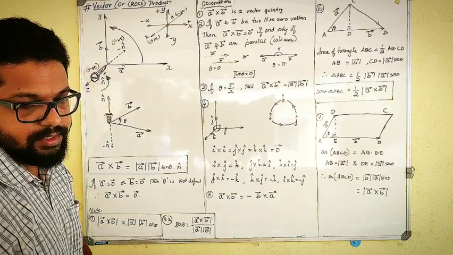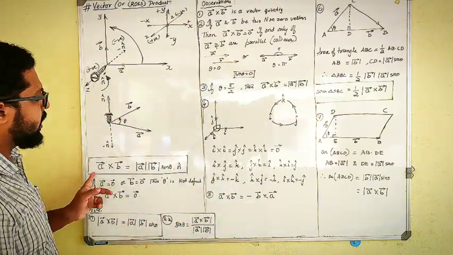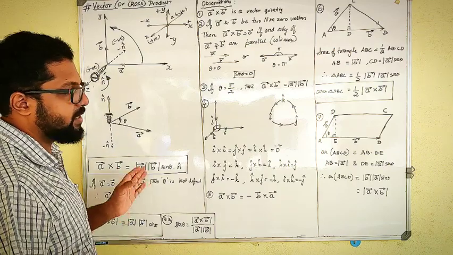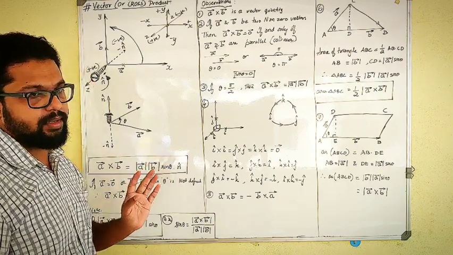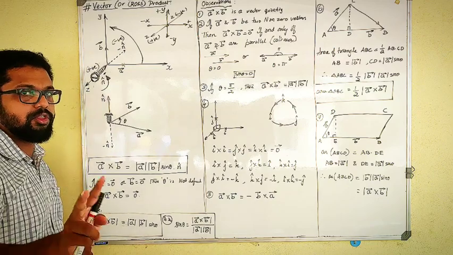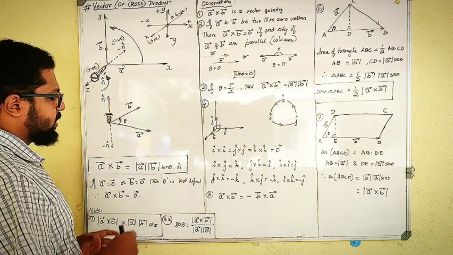So always remember: A cross B is magnitude of A, magnitude of B sin theta into n cap. n cap is a vector perpendicular to both the vectors. Clear? So understand that clearly.